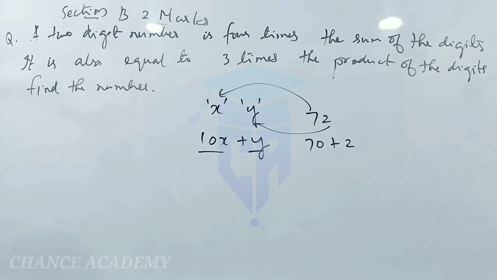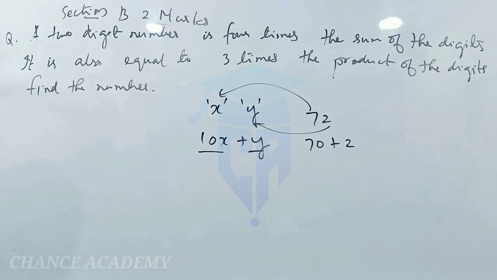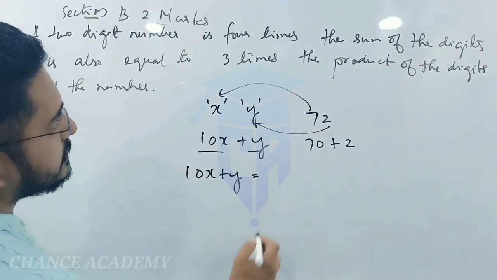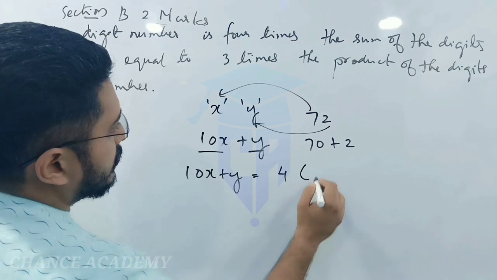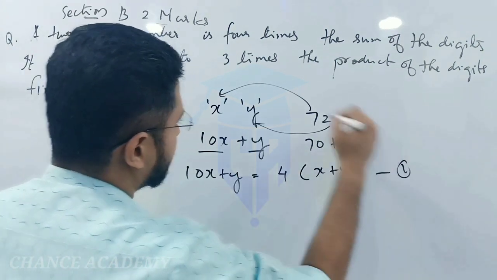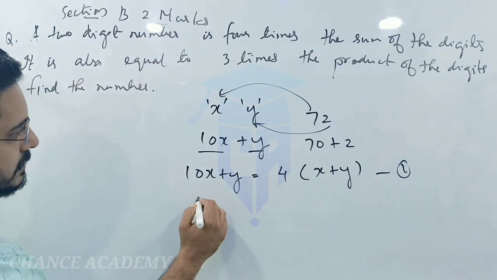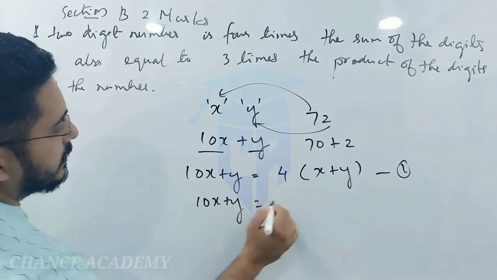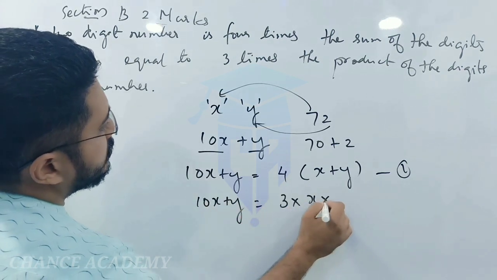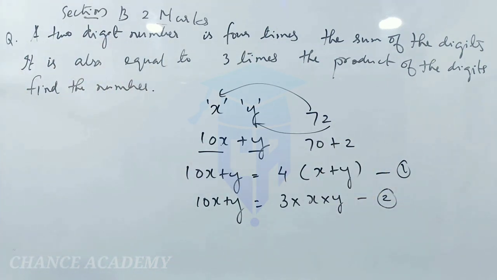So according to the first statement, the 2-digit number is 4 times the sum of digits. 10x plus y is the 2-digit number, and 4 times the sum of digits means 4 into x plus y, where x and y are the digits. This is the first relationship. The second relationship they have given: it is also equal to 3 times the product of the digits. So 10x plus y is equal to 3 times x into y. Now we have two relationships, and based on this, we can solve the question.